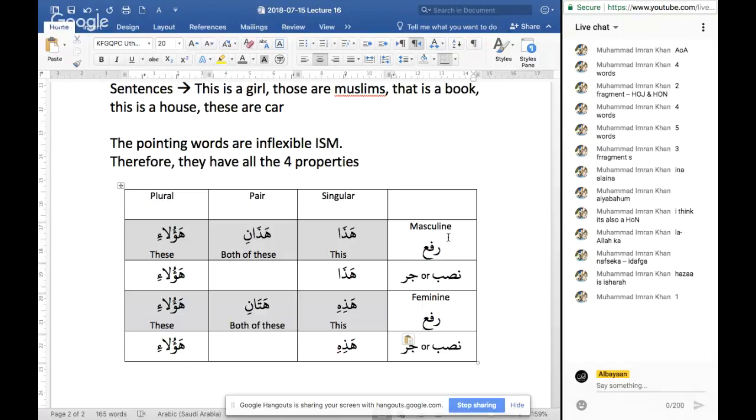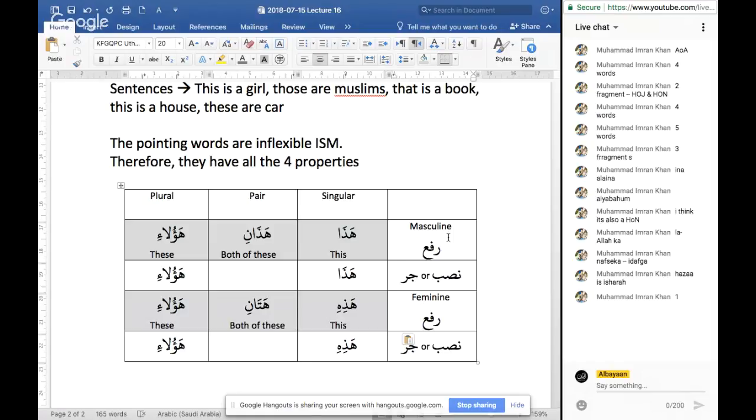The good news is if you just remember the Rafa, you have memorized the Nasab or Jar forms too. And the context is going to tell you what they are in terms of their status. Okay? The context is going to tell you that, inshallah. So nothing to worry about.